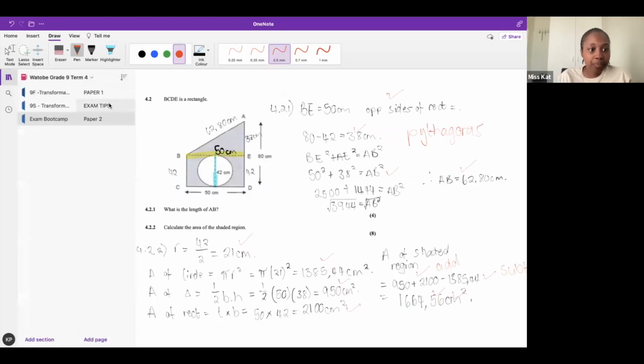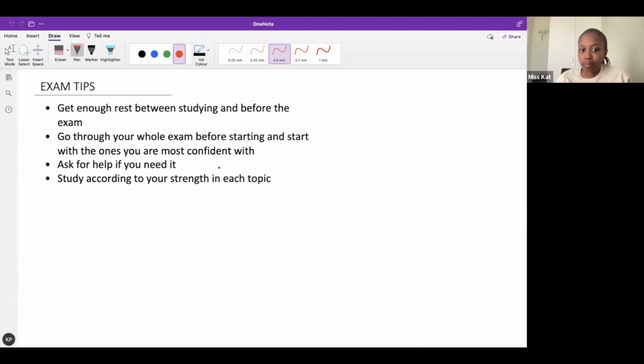So with this transformation geometry, in the test, will they ask us to draw, or will they just ask us questions like the coordinates and stuff like that? It totally depends on your teacher. Honestly, it really does depend on your teacher. This specific one, remember, it was just stating what type of transformation it is.